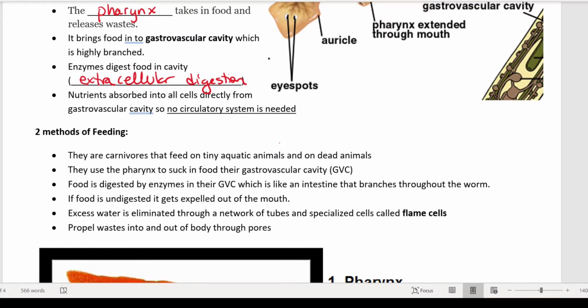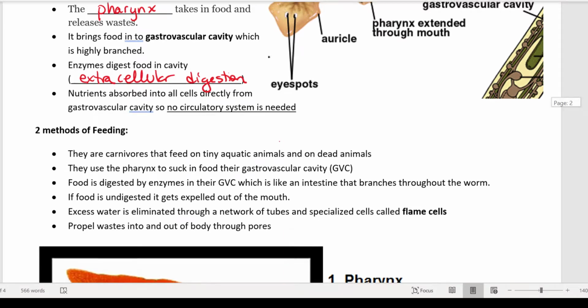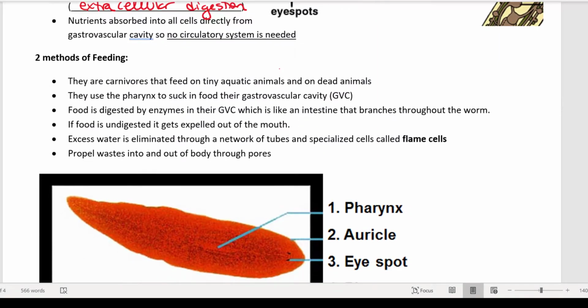Some are carnivores that feed on tiny aquatic animals and dead animals. They use their pharynx to suck in the food with their gastrovascular cavity, and then the food is digested by enzymes. Now, others are going to be parasites that can live on other organisms.